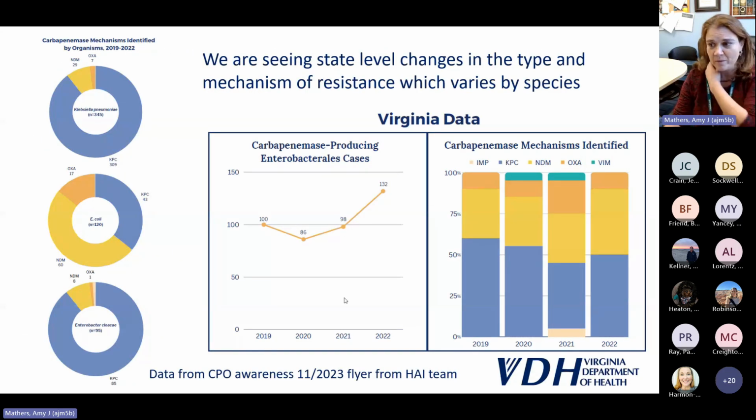This is compliments of Shana Bernard and the HAI team that put this together, showing that we're seeing more NDM. And when you look at E. coli, half of the E. coli in Virginia last year had a new enzyme, a new kid on the block, NDM, which makes it really, really hard to treat.